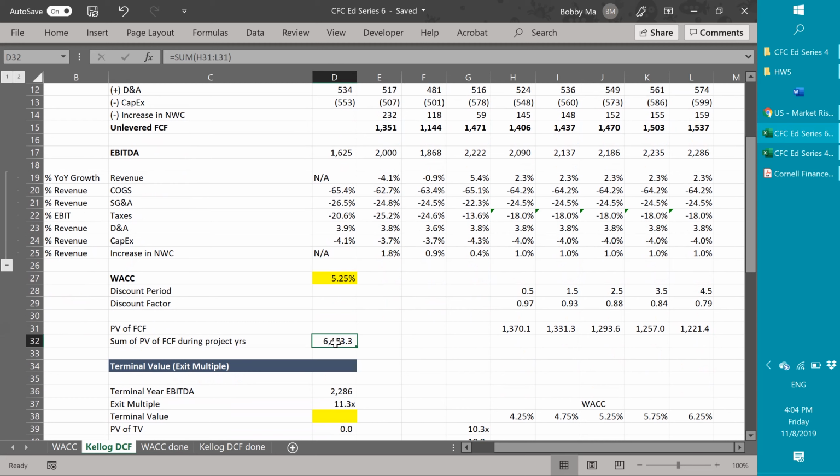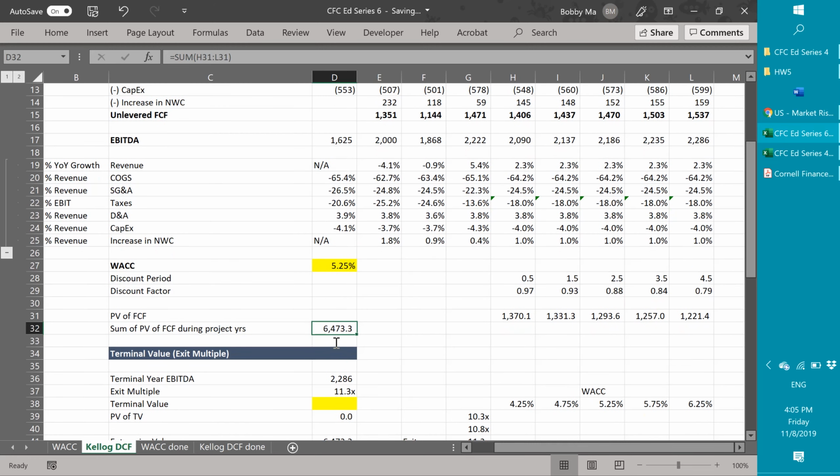So then this number is just summing those 5 things together to get the sum of the free cash flow during our projection years. And then you have basically the value of the company over the next 5 years. Let's say we're using a discounted cash flow analysis. So then we have to calculate the terminal value. What does the PV stand for? PV is present value.